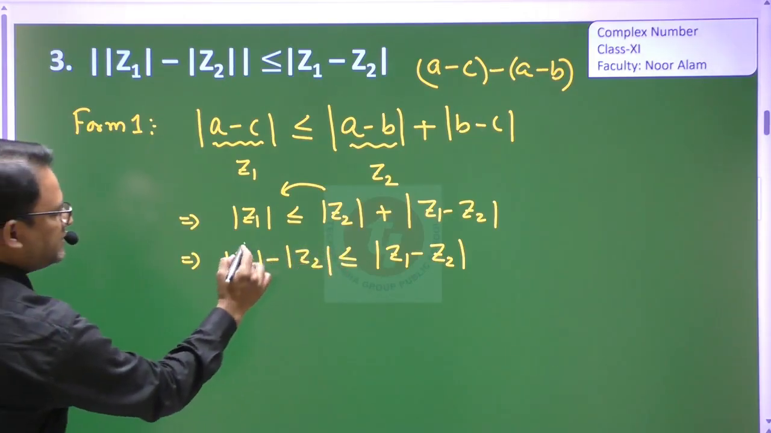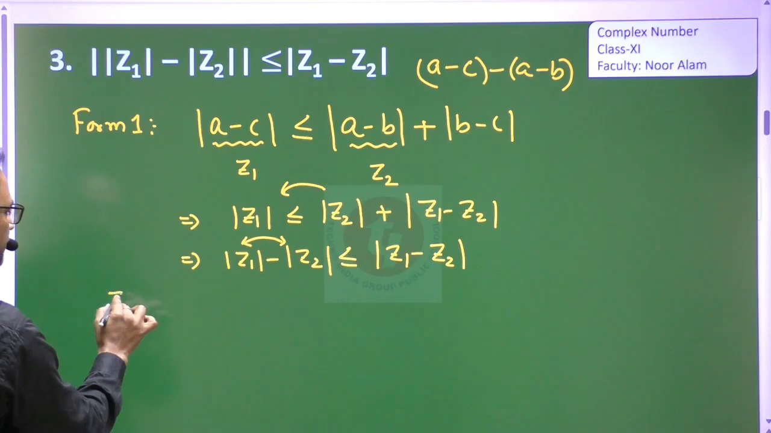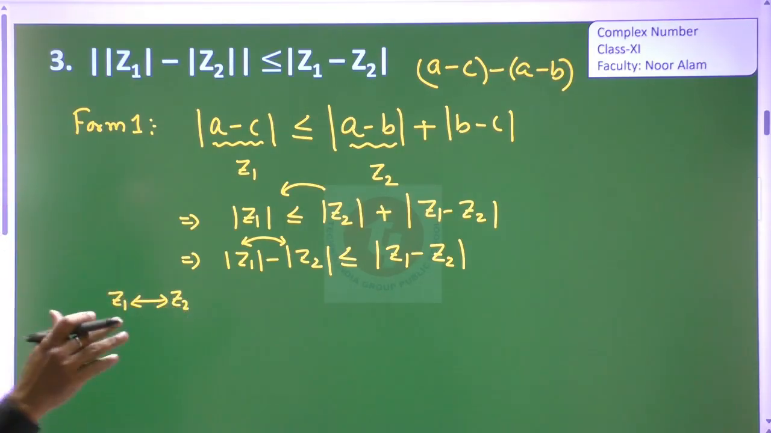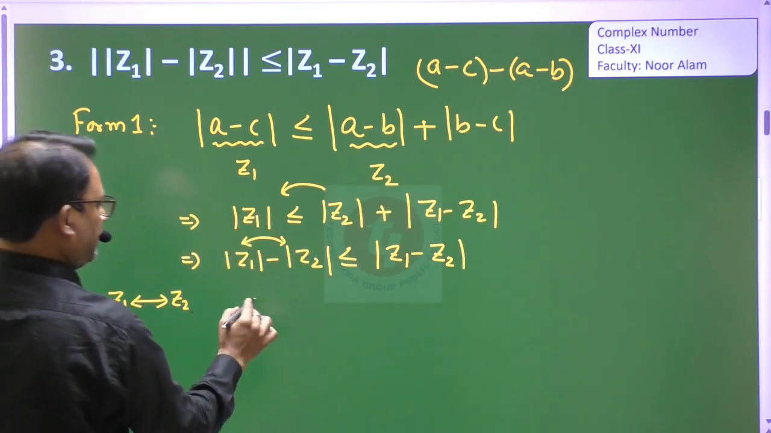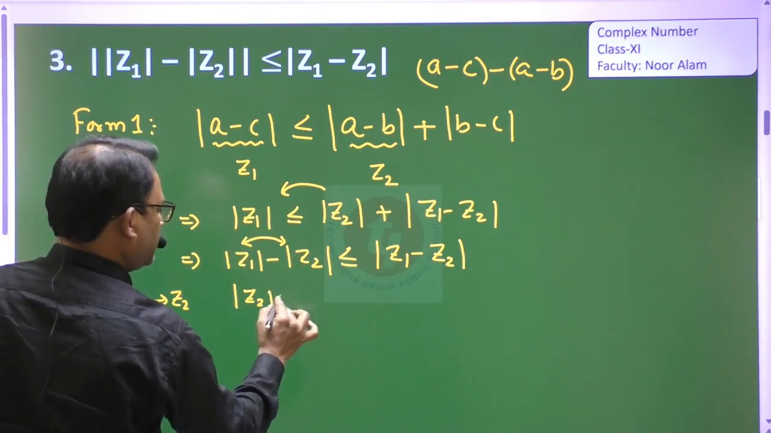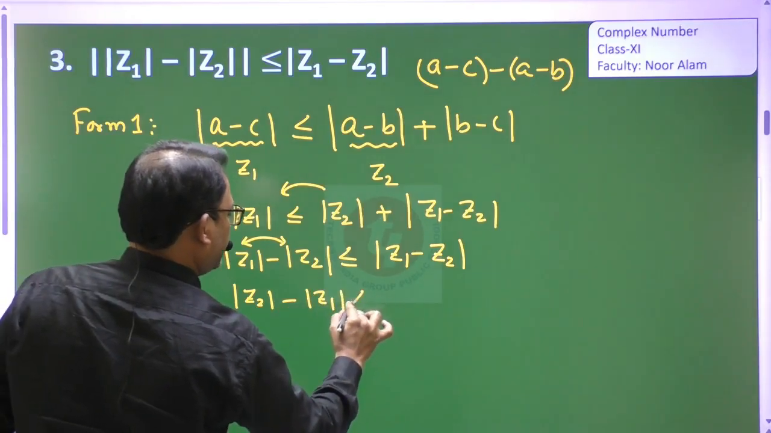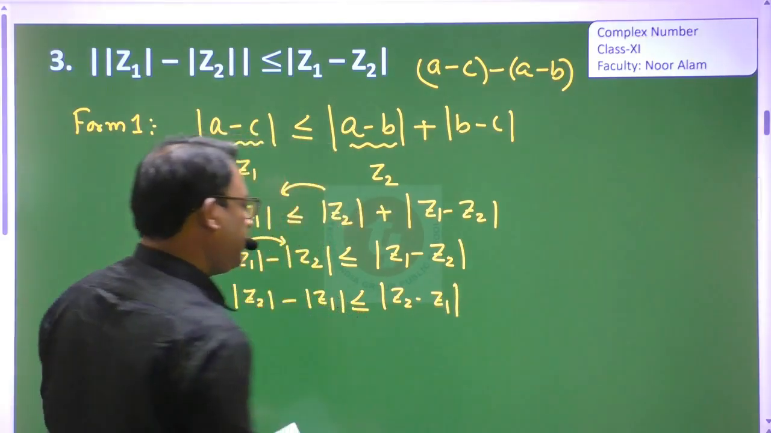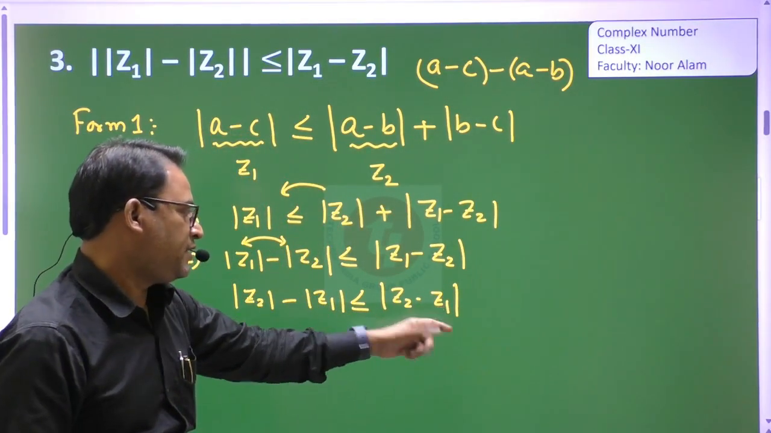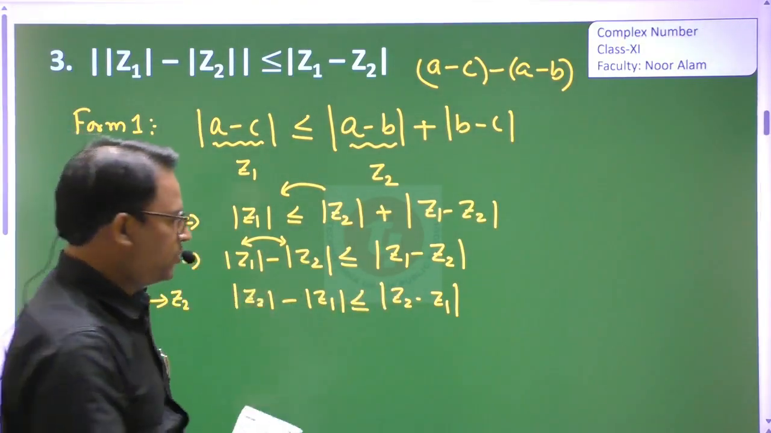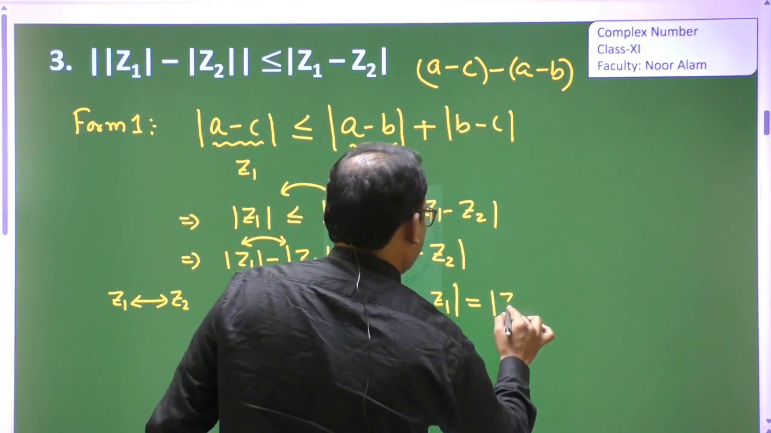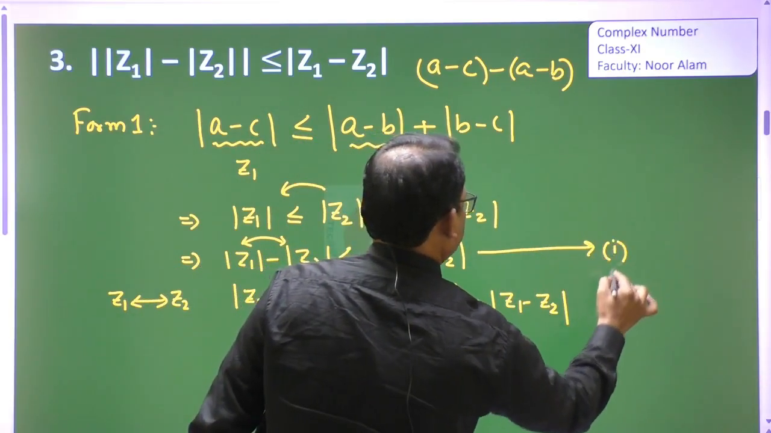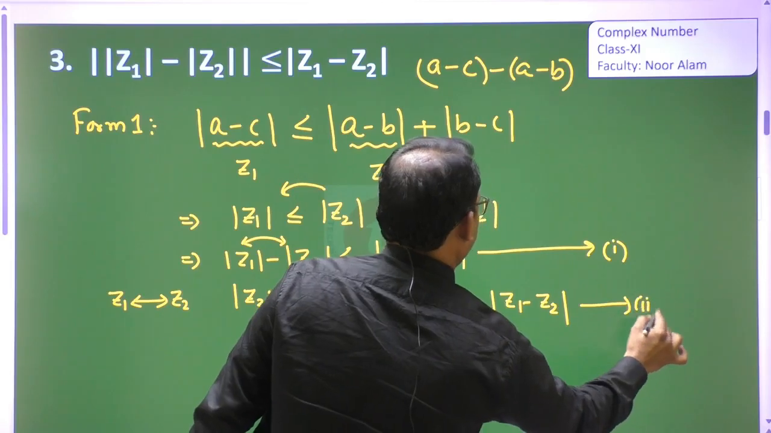If I switch z1 and z2, that means if I interchange z1 and z2, what will happen? We have the formula: minus mod of z1 is less than or equal to mod of z2 minus mod of z1 is less than or equal to mod of z2 minus z1. But we know that the distance between z2 and z1 is the same as the distance between z1 and z2. So we can write this as mod of z1 minus z2. So from these two equations, what do we observe?